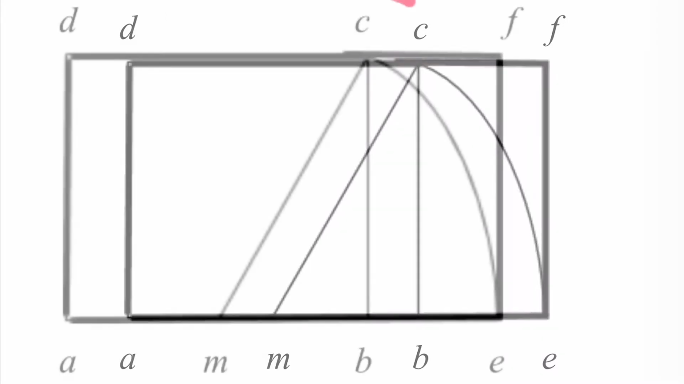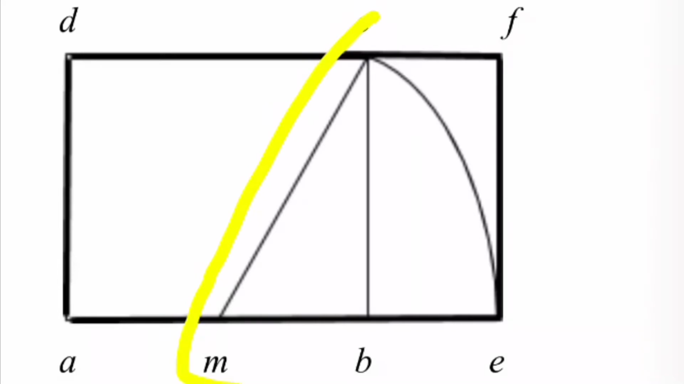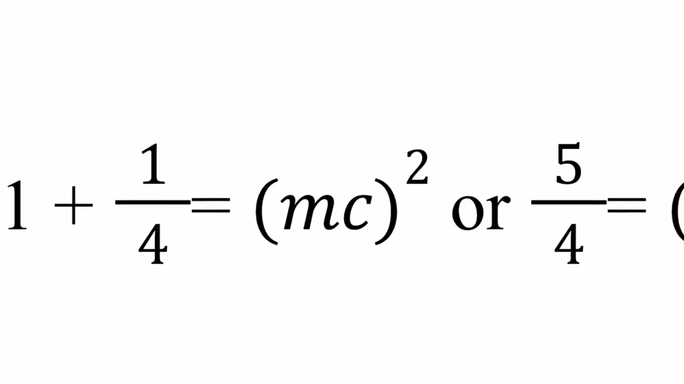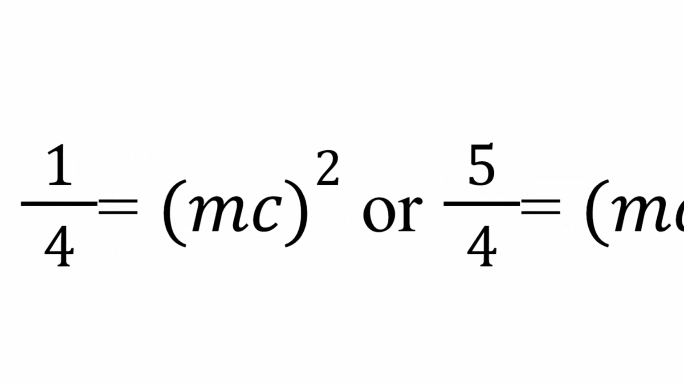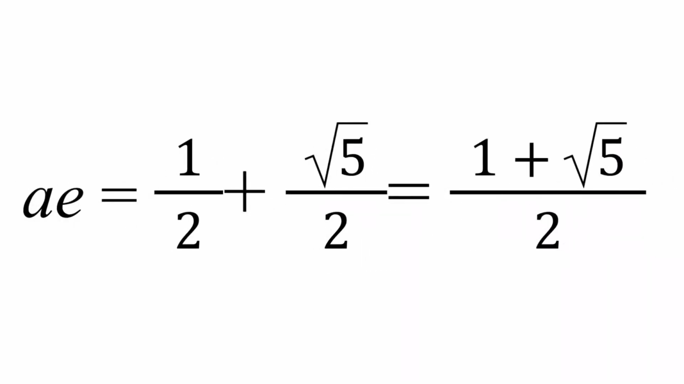Using the Pythagorean theorem, we can figure out the length of MC because a triangle is formed in the rectangle. Since we know line segments BC squared plus MB squared equal MC squared, we can substitute these in as 1 squared plus 1/2 squared equals MC squared. We then simplify to 1 plus 1/4 equals MC squared, or 5/4 equals MC squared. As a result, MC equals the square root of 5 divided by 2. Therefore, ME also equals the square root of 5 divided by 2.